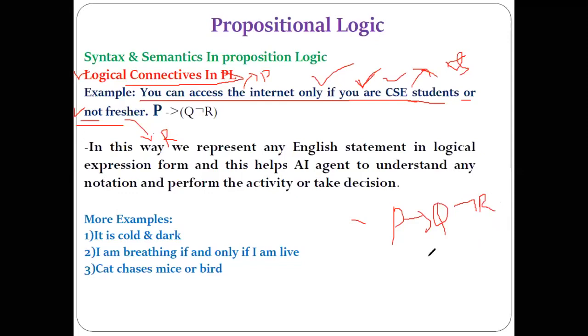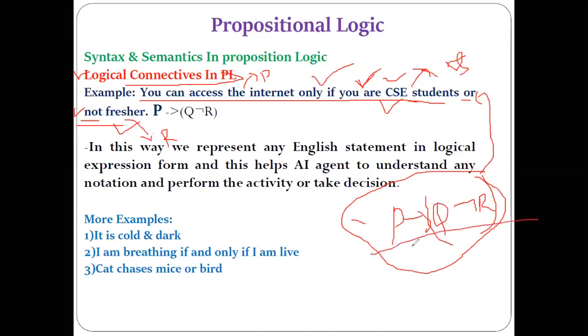Now where we should put the parenthesis is important. How many conditions are there in this sentence? If you want to access the internet, how many conditions are there? Two conditions. First, you should be a CSE student, and second, you should not be a fresher. That is the reason you should put the parenthesis like this, and then this is the complete propositional logic for this statement. Understood? Yes, sir. So putting the parenthesis is also an important thing here. If you just write it without the parenthesis, it will not represent the complete meaning of this sentence. You are getting?